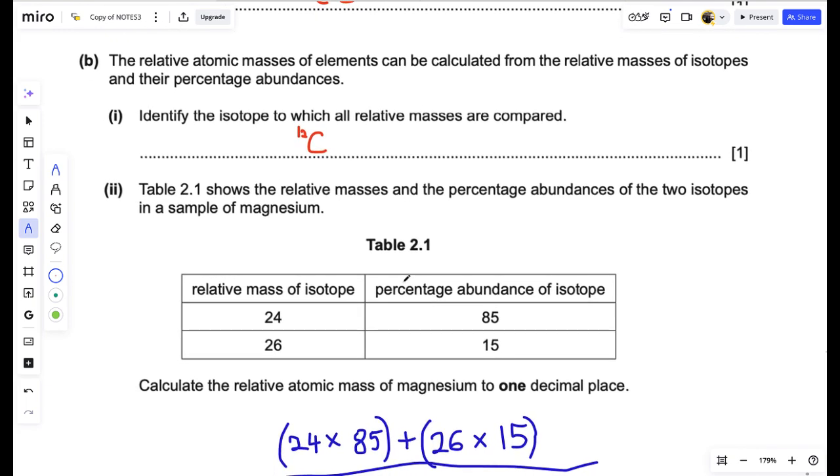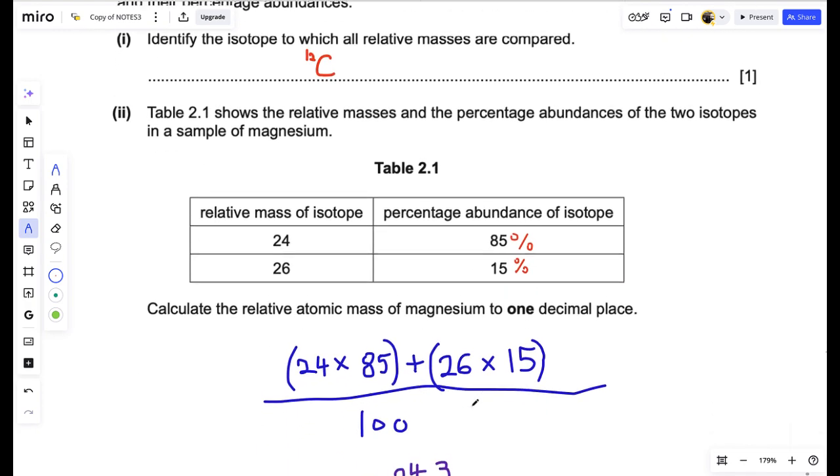Say, table 2.1 shows the relative masses and the percentage abundances of the two isotopes in a sample of magnesium. Okay, so let's say magnesium, you know the mass of magnesium is 24. Relative mass of isotope 24, and the percentage abundance for this one is 85%. So we're going to do 85 over 100 times 24. For this one, isotope magnesium 26, the percentage abundance is only 50. So we just say 50 over 100 times 26.